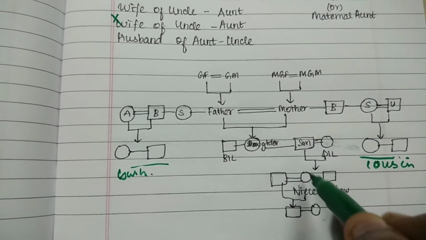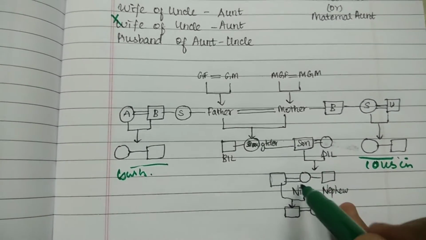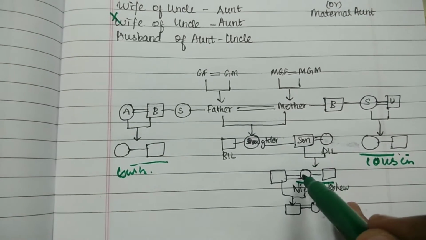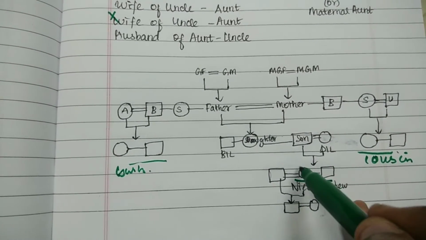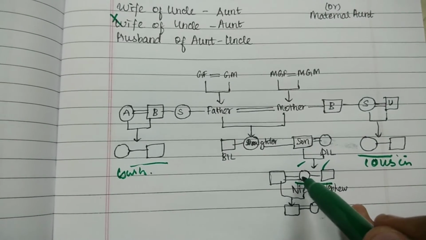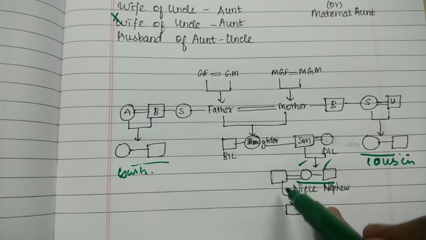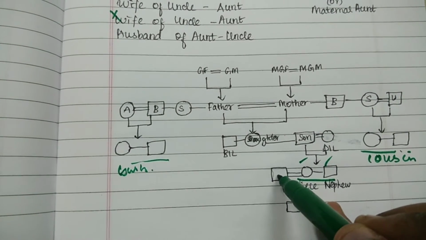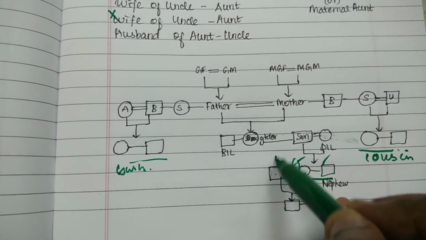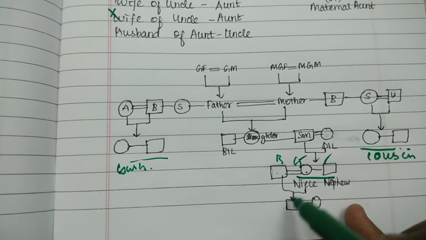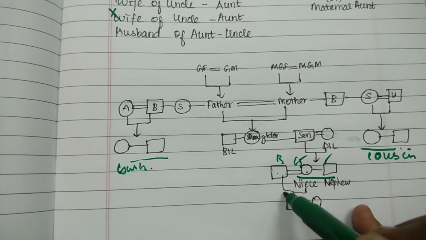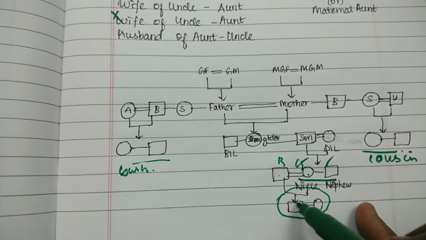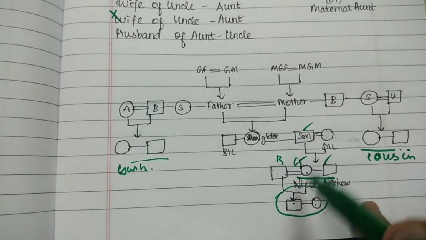Now this girl is getting married. This generation will be my father's grandson and granddaughter. This girl is getting married to a boy, and they have some kids. These will be the grandson and granddaughter of my brother.